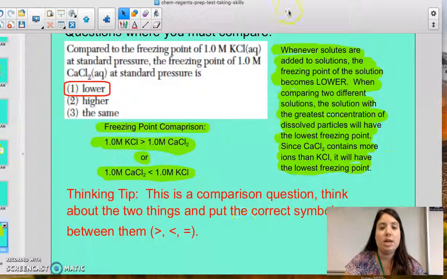It's a very specific idea that we learned, but if we think about that idea, then we can easily make our comparison. In other words, the freezing point of potassium chloride is higher than calcium chloride, or the same statement is this. This is the statement that we want to look at because the question is referring to the calcium chloride. Calcium chloride has a lower freezing point than potassium chloride.